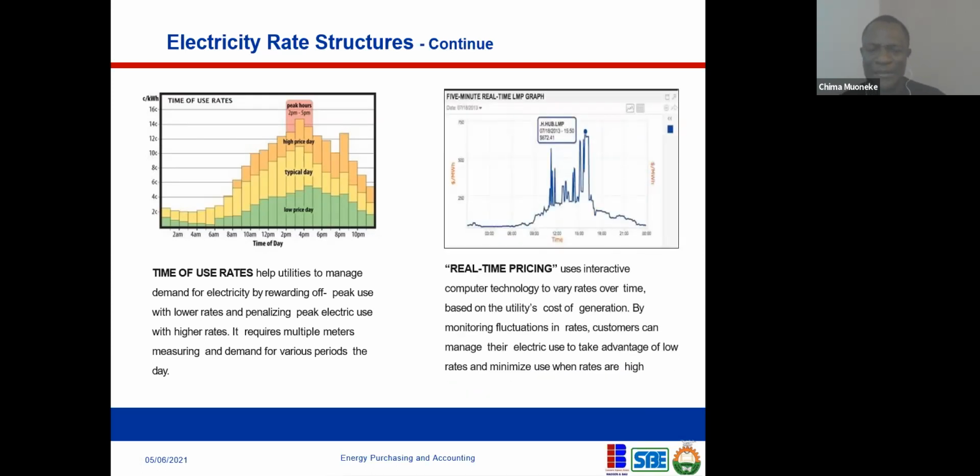So the last one here is the real-time pricing. Okay, real-time pricing. Now we know all the components that make up the electricity tariff, the electricity rates. Now we know that sometimes these things can vary. The price of fuel can change, right? So I can put my tariff rates at maybe, for example, 14.